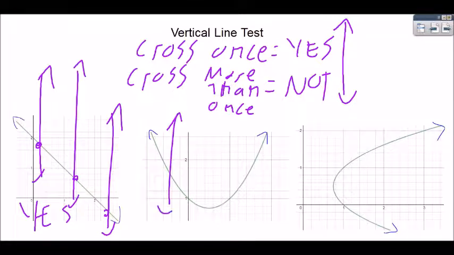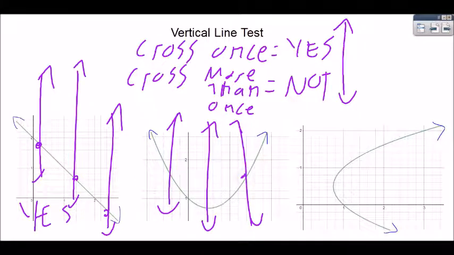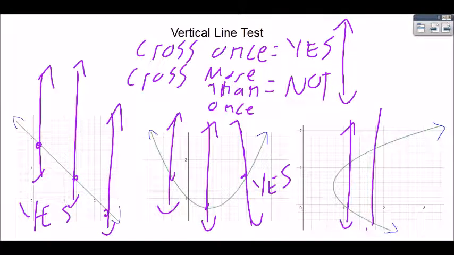This next one, I draw multiple vertical lines going down. My vertical lines only touch my graph once. So this is also a function. This last one, I do some vertical lines going down. This crosses once, twice. This one crosses once, twice. So that's more than once, so that's not a function.